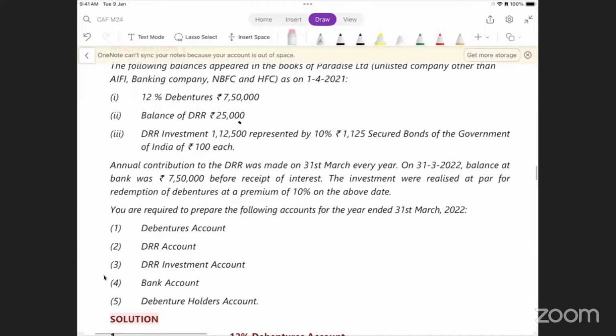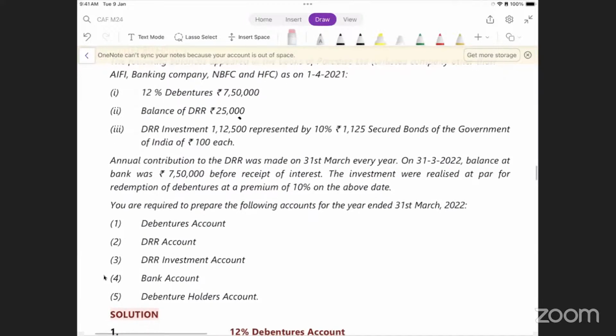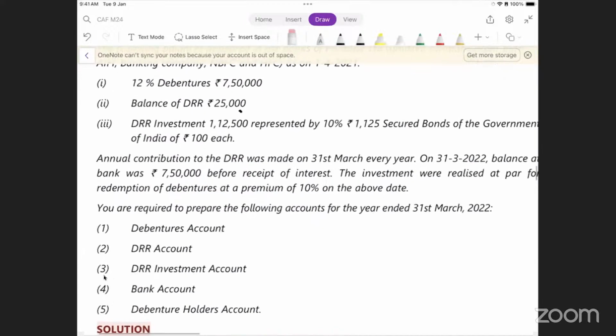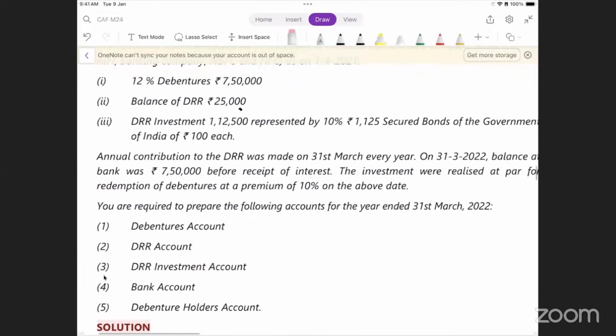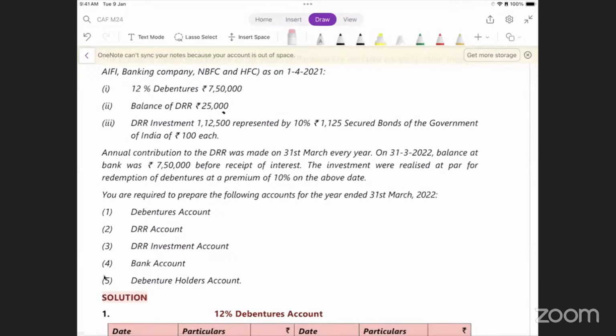So 12% debentures, 7,50,000. Balance of DRR, 25,000. DRR investment, 1,12,500 represented by 10%, 1,125 secured bonds of the government of India, 100 each.